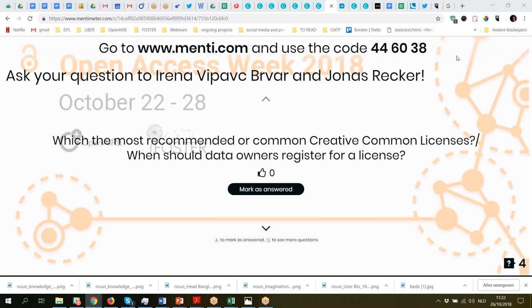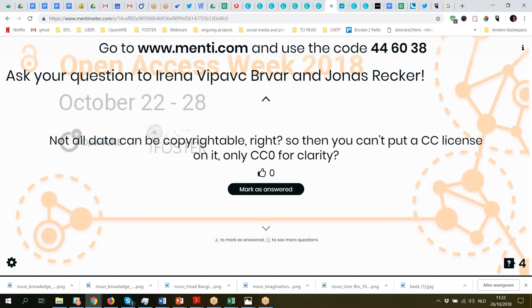So if you decide you will deposit at one repository, or there are requests from publishing houses, it's good that you check whether you can actually give this data to them under the license they propose. So it's important that you check this soon in advance.